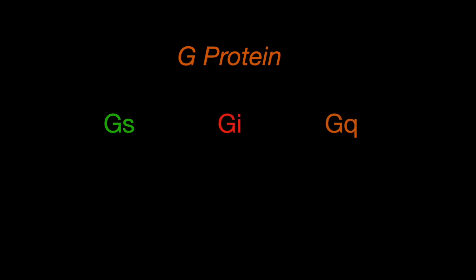There are three major types of G proteins: 1. GS, 2. GI, and 3. GQ. We will learn about each of them in a moment. Once you understand these three pathways, you will be able to predict the mechanism of action of drugs instead of memorizing them. Let's look at the GS.